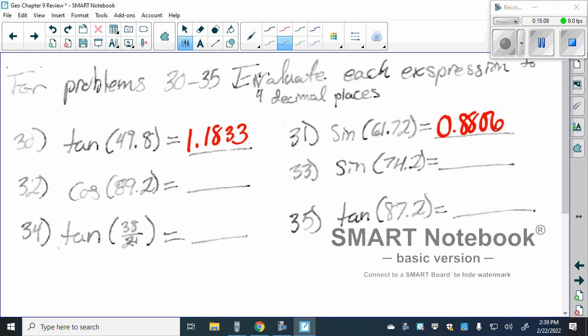So on these here, evaluate and round to 4 decimal places, that's all we're doing. We're just plugging it in. We can do the same thing with 32, 33, 34, and 35. We're just plugging them in. Any other questions on these here?